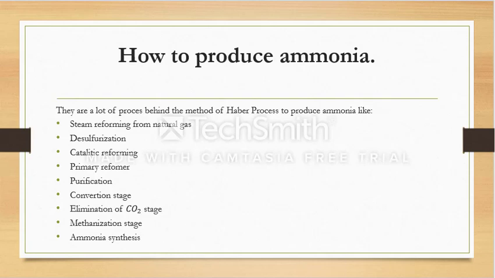How to produce ammonia? There are a lot of processes behind the Haber process to produce ammonia, like steam reforming from natural gas, desulfurization, catalytic reforming, primary reformer, purification, conversion stage, elimination of CO2 stage, methanization stage, and ammonia synthesis.